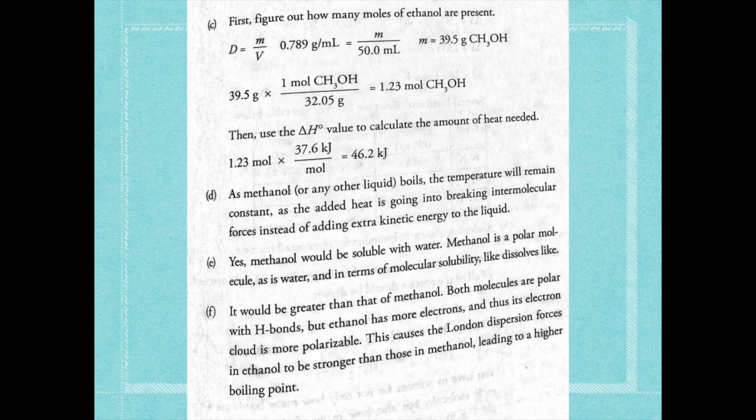In C, it says how much heat is required to boil 50 mils of ethanol if the density of ethanol is 0.789 grams per mil. So, for this problem, I need to figure out the mass of ethanol, and I do that by simply multiplying your volume by your density. Then, since I know my mass of ethanol, I can use my delta H to solve that problem. So I need to go from grams of ethanol to moles of ethanol, and then multiply by the enthalpy, because remember it's kilojoules per mole, and that will give me my heat change, which is 46.2 kilojoules.